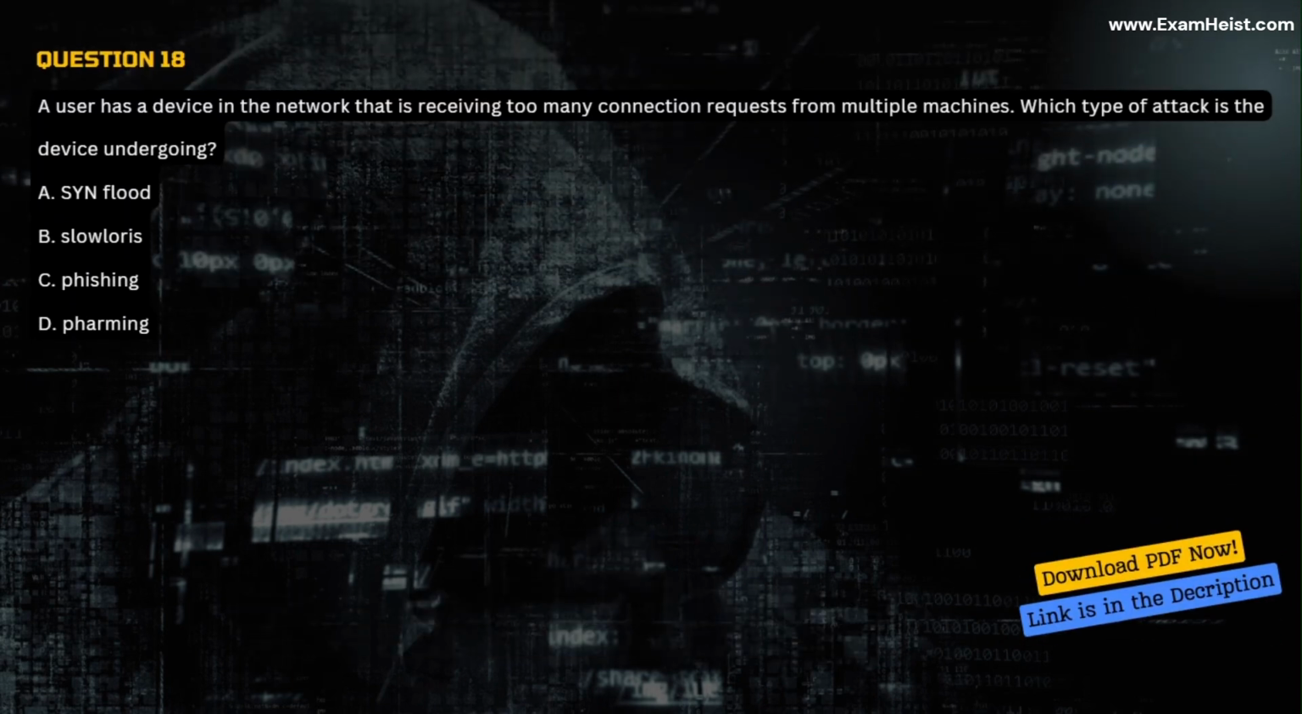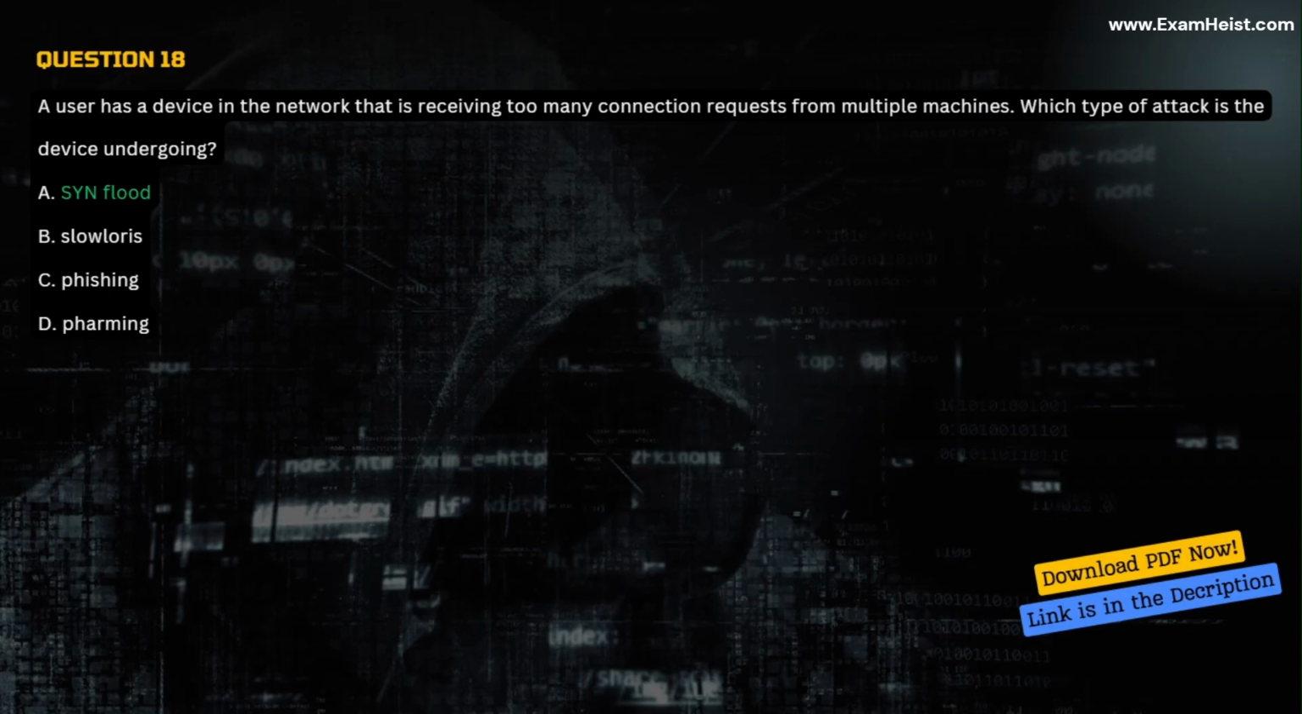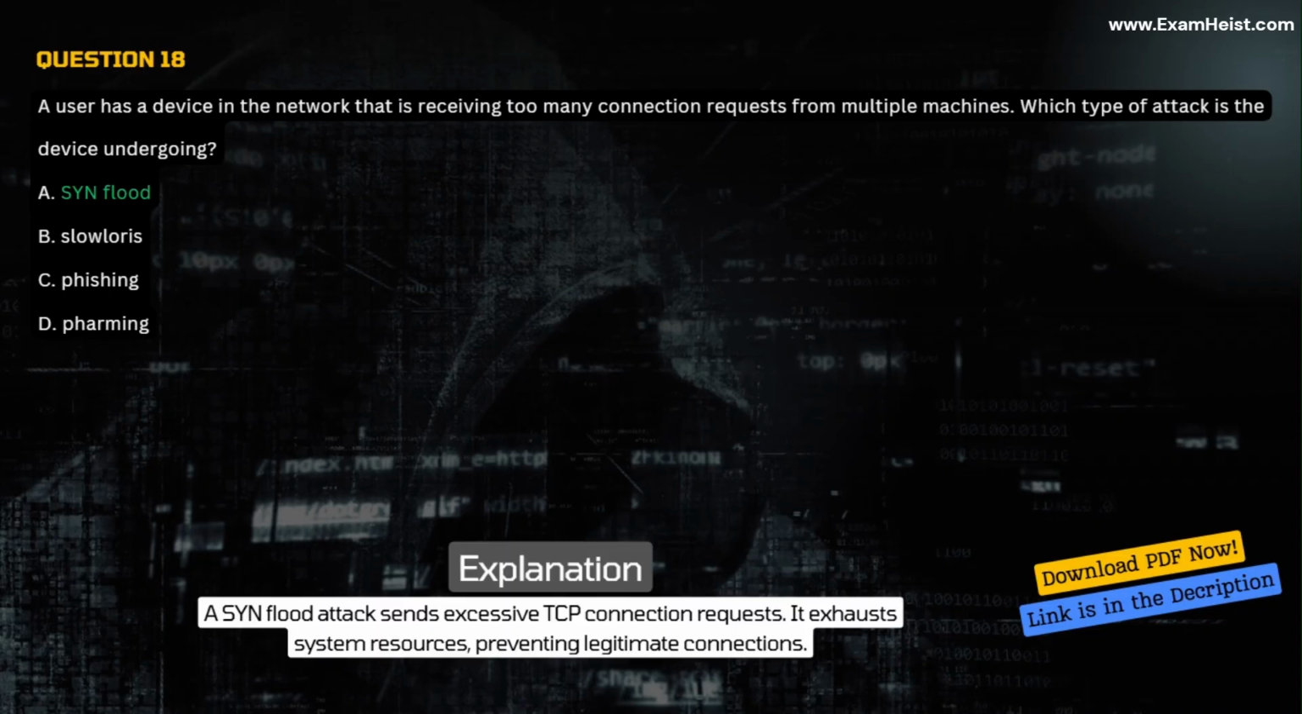Question 18. A user has a device in the network that is receiving too many connection requests from multiple machines. Which type of attack is the device undergoing? A. SYN flood. B. Slow lorries. C. Phishing. D. Farming. Correct answer A. SYN flood. Explanation. A SYN flood attack sends excessive TCP connection requests. It exhausts system resources, preventing legitimate connections.